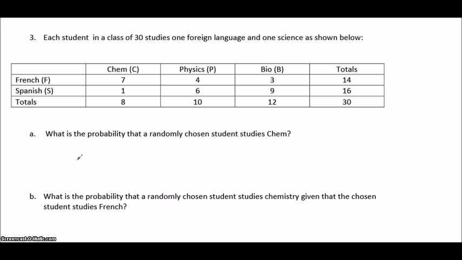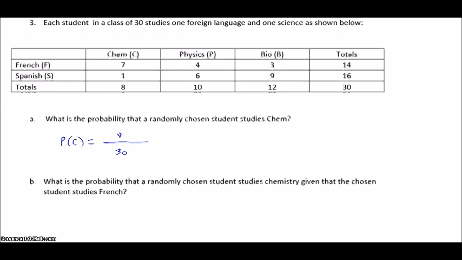The first question here is, what's the probability that a randomly chosen student studies chem? Notationally, we're going to call that the probability of C, studying chemistry. Here we can just use our counting principles because each student is an equally likely outcome. We know that there's 30 students in total, and the number of students satisfying the event chemistry is this total of 8, and that would be it. We'd be done with that part of the problem.